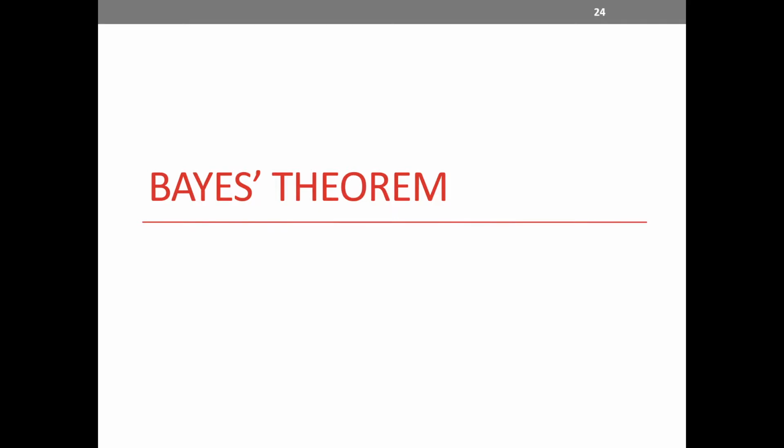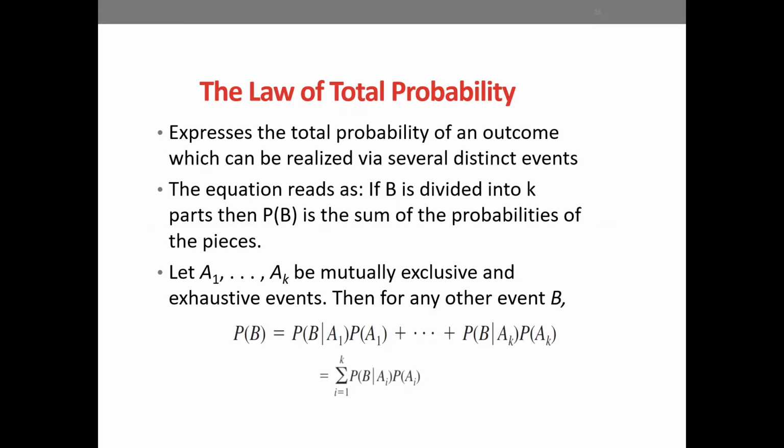Okay, this is video 4 on conditional probability. We are talking about Bayes' theorem in this video. Before we actually talk about Bayes' theorem, there is another law that is important, and we need to understand that first before we move on to Bayes' theorem. So this is called the law of total probability.